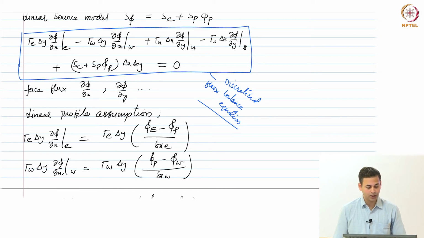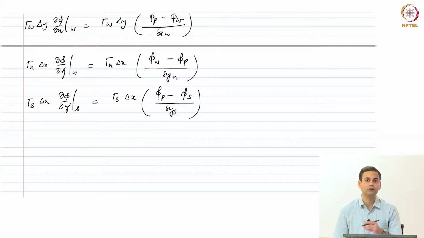Okay. Now can you plug in these quantities into the equation and separate the terms as the coefficients for phi P and the coefficients for phi east, phi west, phi north, phi south, and write it in terms of A P phi P equals A east phi east, and so on, right? Can you work on that and tell me? So plug in all these quantities back into the discrete flux balance equation and rearrange the terms such that we get our original equation. Okay.